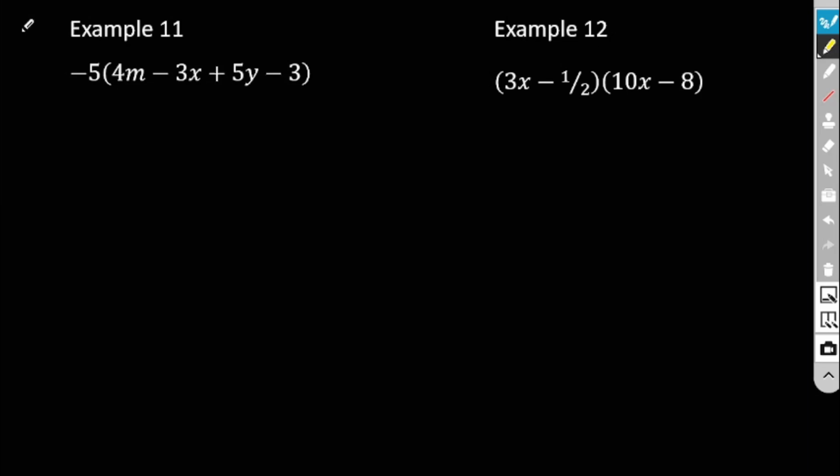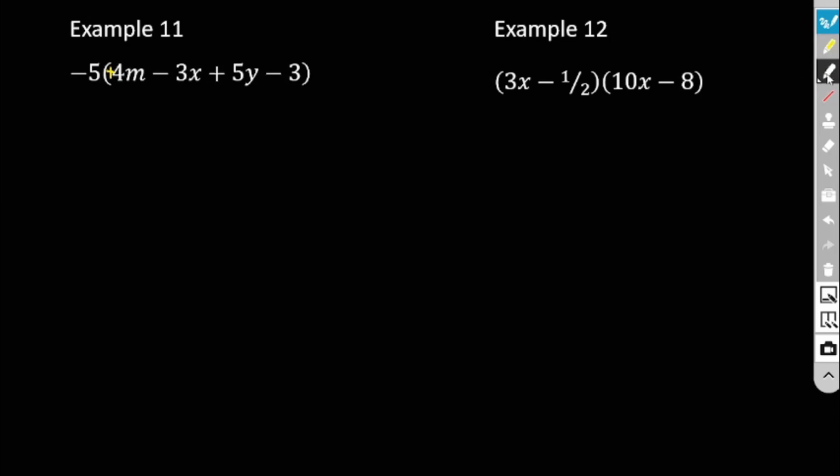In example 11 and 12, it involves expanding the brackets. And to expand the bracket, you're supposed to apply the law of distribution, which states that the element outside the bracket must multiply the elements inside the bracket each at a time, and we must pay attention to multiplication of signs. So in this case, we are going to open the entire bracket using a -5. And you need to remember that this 4m has a positive sign there.